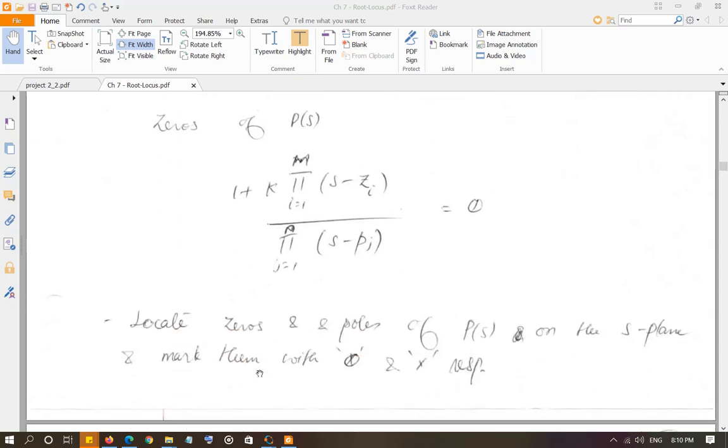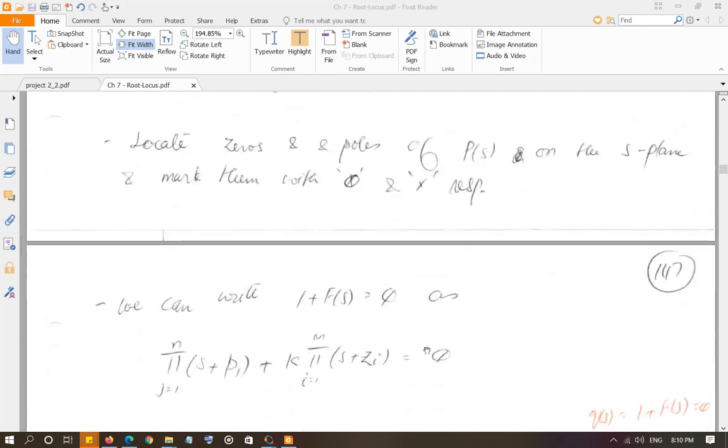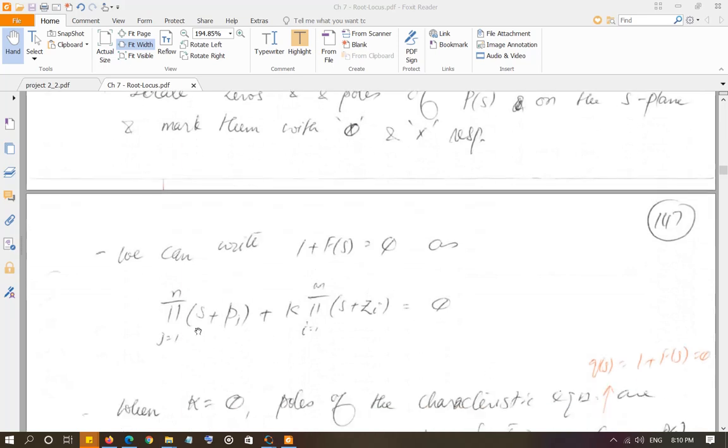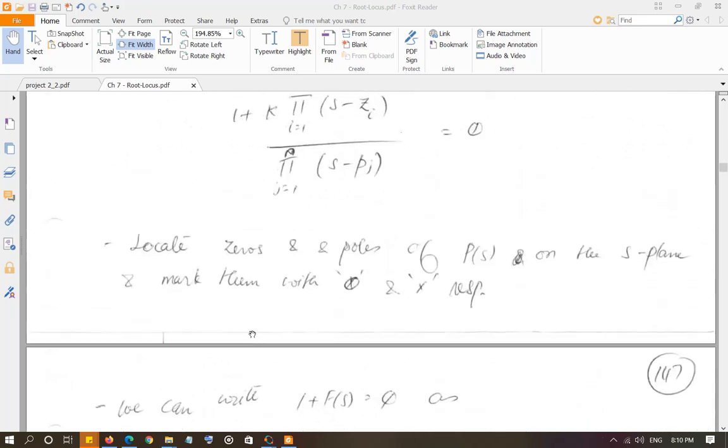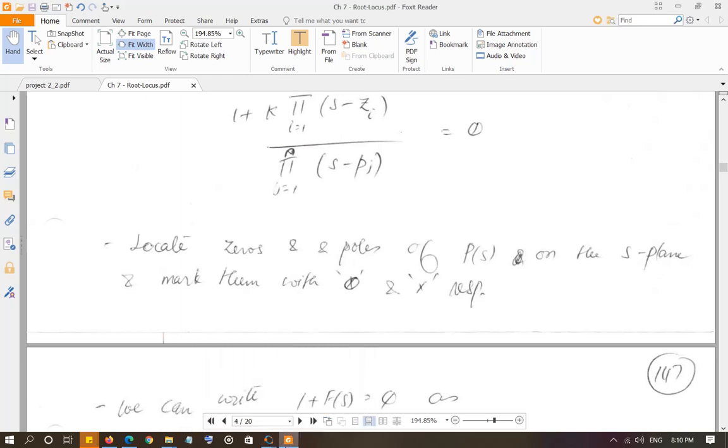So the first step is that you locate zeros and poles of PS, this is PS remember, on the S-plane and mark zeros with 0, and poles mark with X. So let me show you an example real quick. You have to do a project on this as well, so I'm going to discuss the project later, but let me just go ahead and show you what I mean.